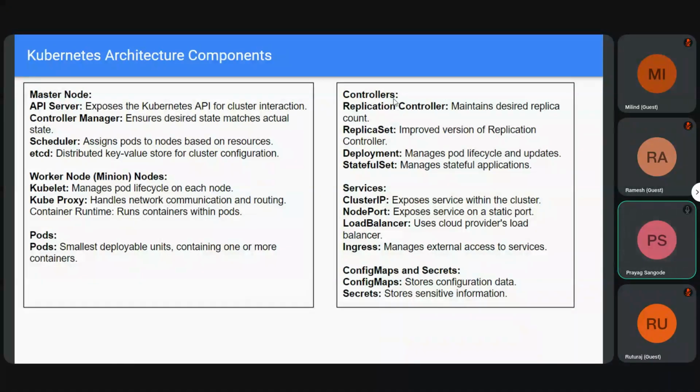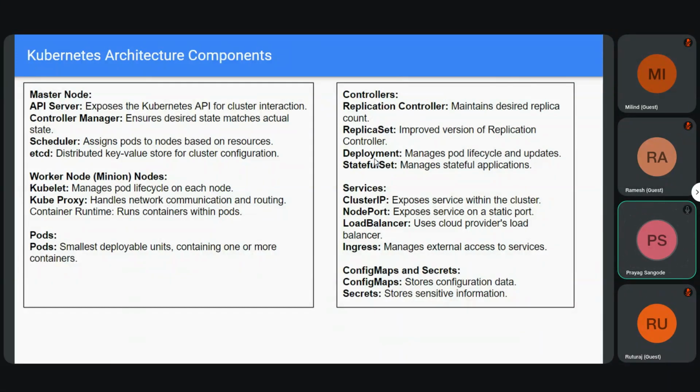These are the internal components. We cannot directly interact with the controllers. We do not see them. These are already installed, but we should know the definition for them. For containers, if we want replication, that is, an exact copy of it, the number of copies is handled by the replication controller. Then its improved version is the replica set. And if you want to deploy an application, then the deployment controller will be used.